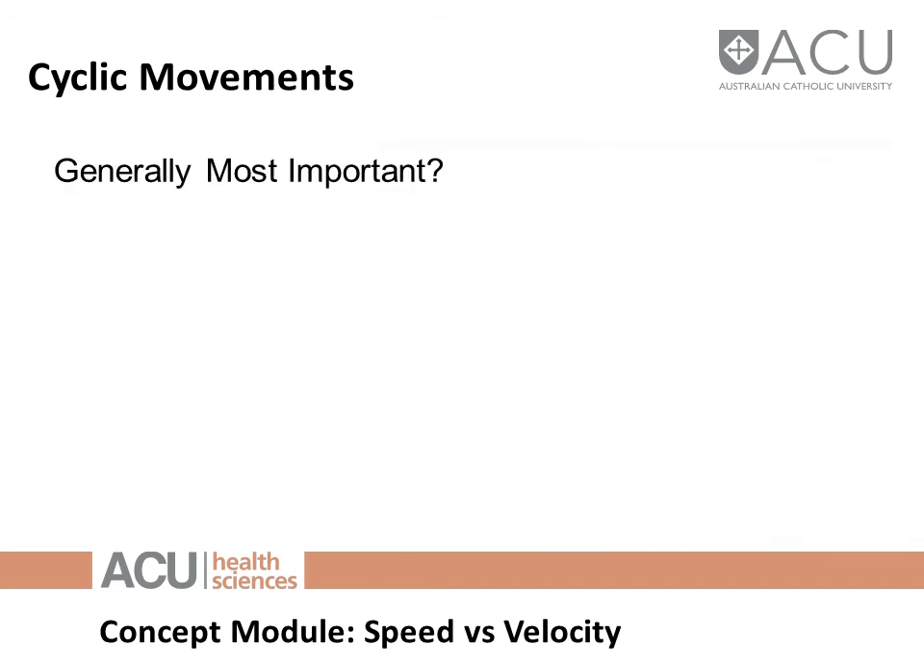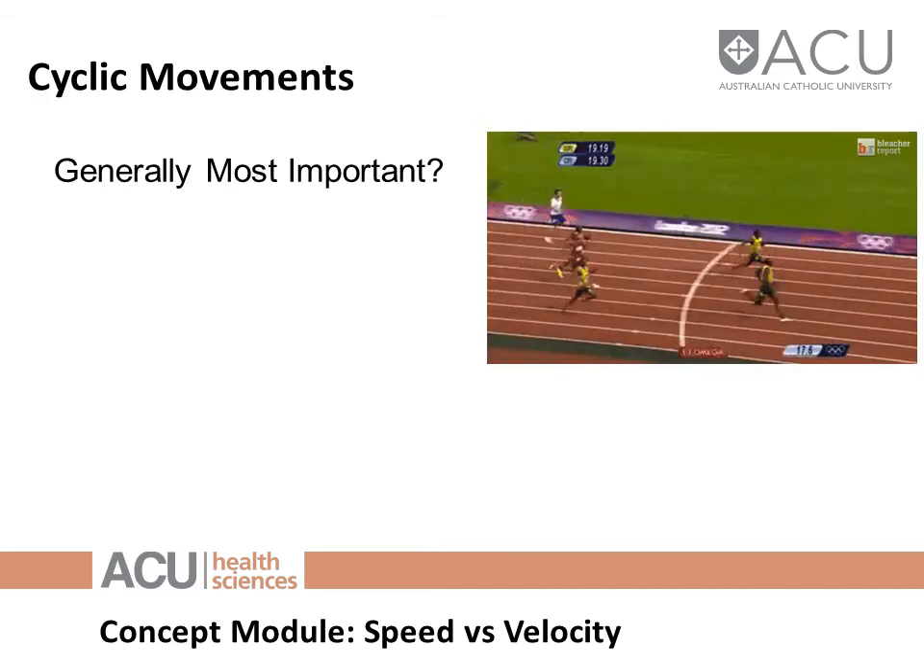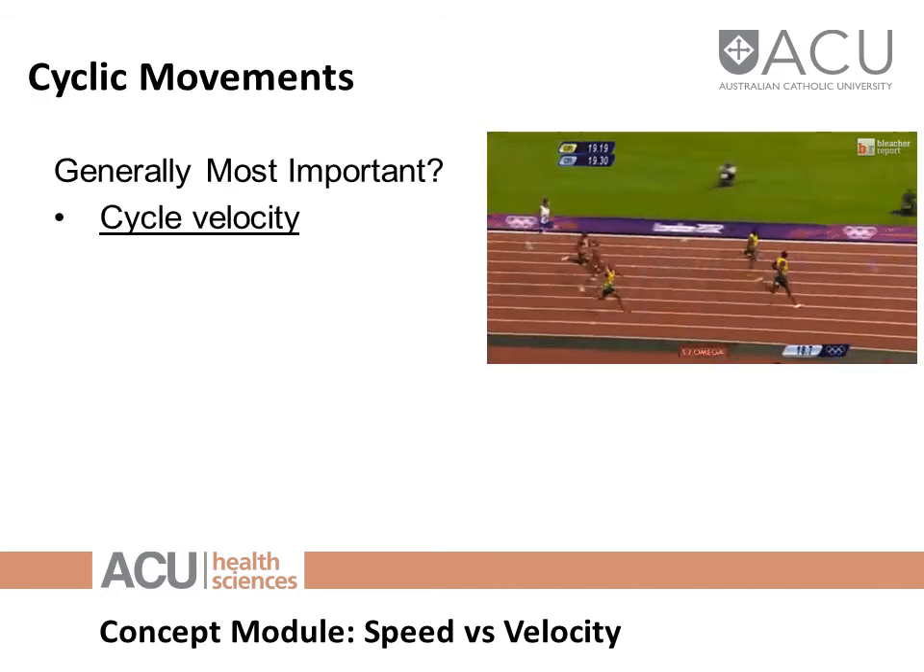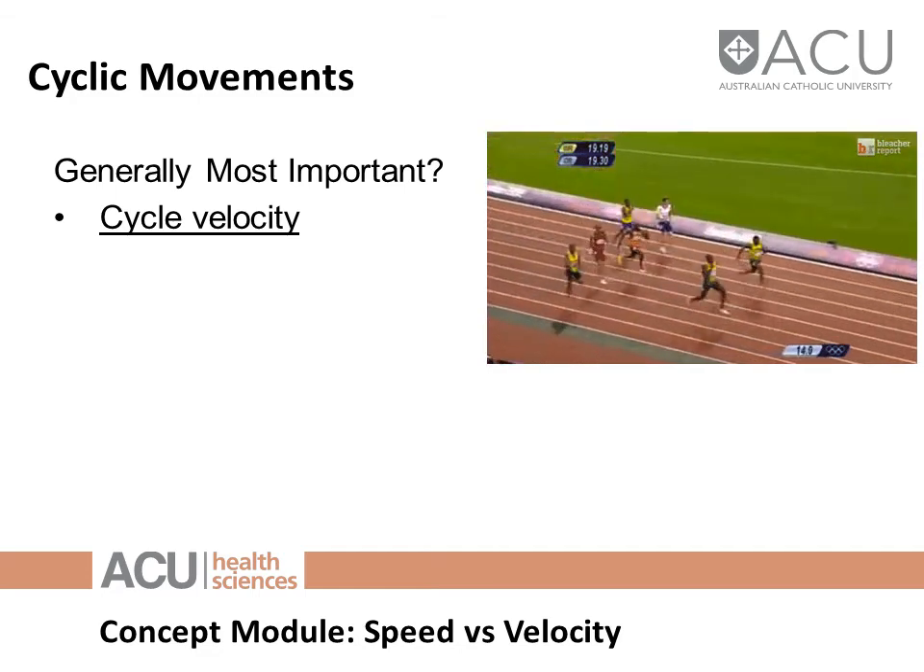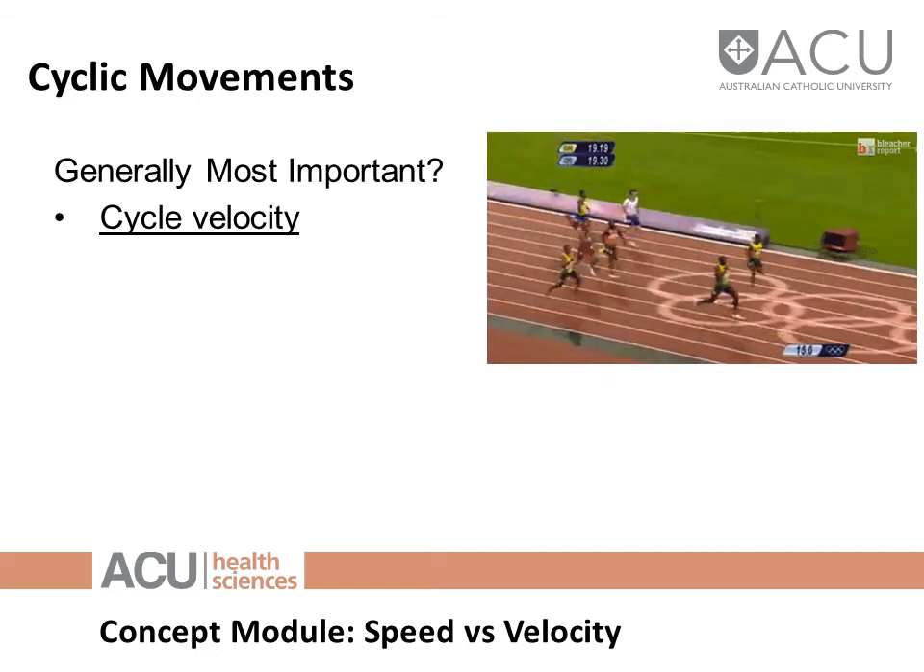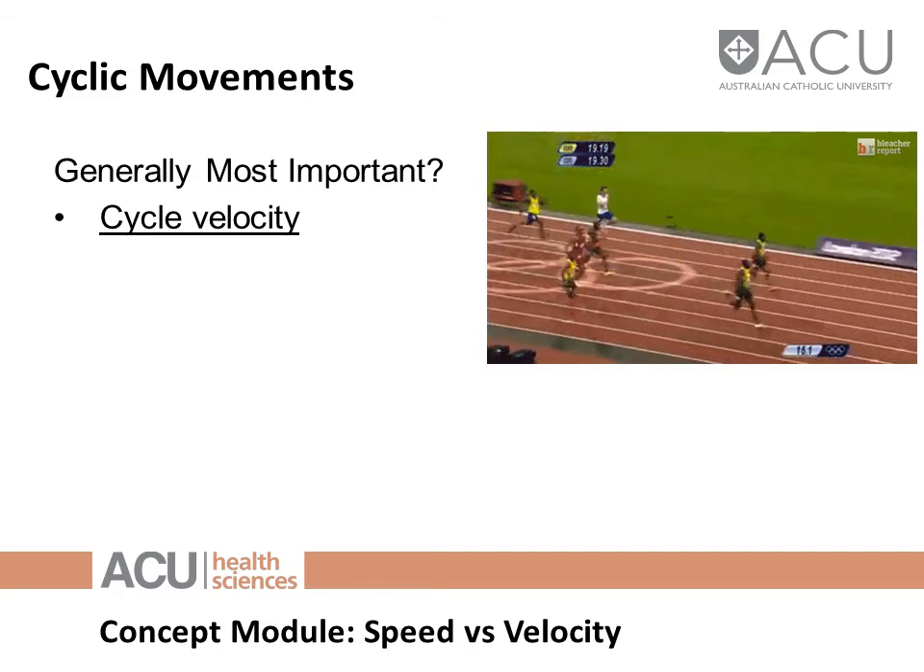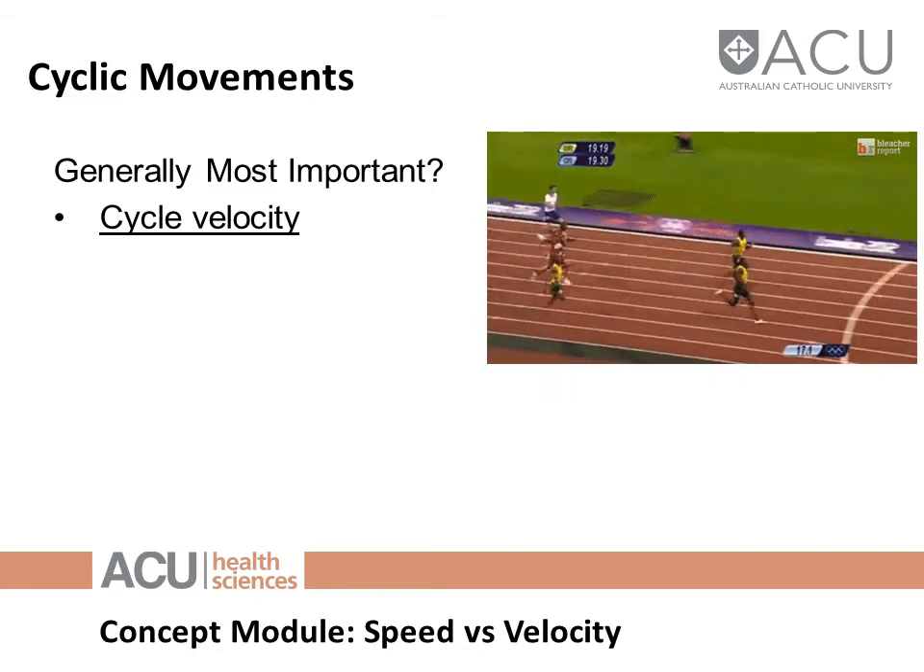When we consider these cyclic motions from a biomechanical perspective, the first thing we ask ourselves is what's most important about these cyclic actions. Typically, because in these cyclic actions we tend to be covering ground, the most important aspect is the average velocity of each cycle, because it's the person with the highest velocity in any of these cyclic tasks who is going to cover a certain amount of ground in the lowest amount of time.